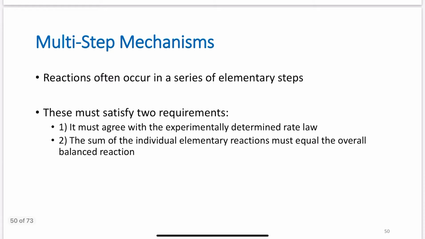So, multi-step mechanisms. Reactions often occur in a series of elementary steps. Elementary steps are the individual steps that are actually occurring. We write the reaction as an overall reaction. But these elementary steps must satisfy two requirements. First, these elementary steps must agree with the experimentally determined rate law. Experiment always wins the game, right? So any elementary steps we create or we predict to try to describe a reaction must agree with what experimentation is actually showing us. Second, the addition of the individual elementary reactions must equal the overall balanced reaction.